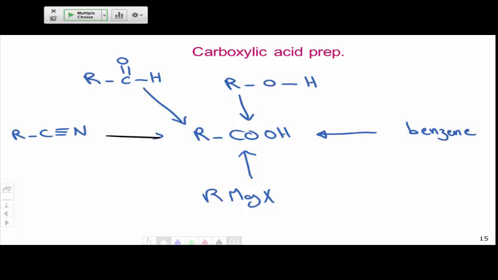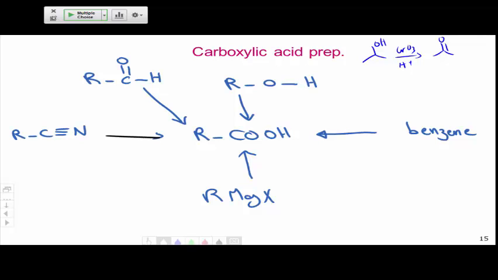Can a tertiary alcohol be changed into carboxylic acid? No. Can a secondary one? Secondary will go to a ketone. So if I have a secondary alcohol, I add chromium trioxide H+, I'll end up with a ketone.